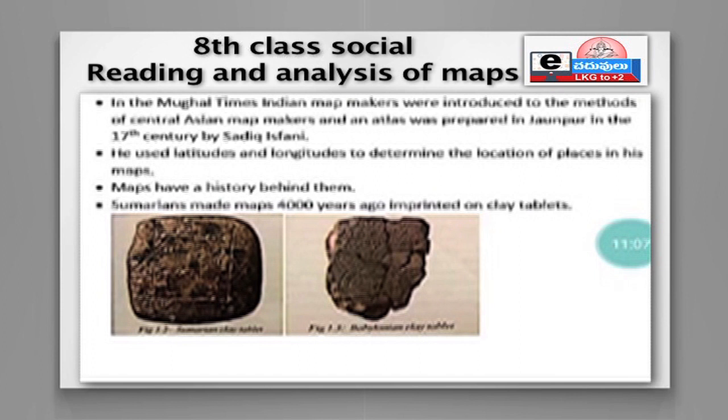Some of the earliest surviving maps were made by the Sumerians. Sumeria is present-day Iraq. Here, about 4,000 years ago, maps were made. These maps were imprinted on a clay tablet, as we see in the picture. The Sumerian temples owned large tracts of land and they had to keep an account of income from the lands. That is why they tried to keep records of the lands with the help of maps.